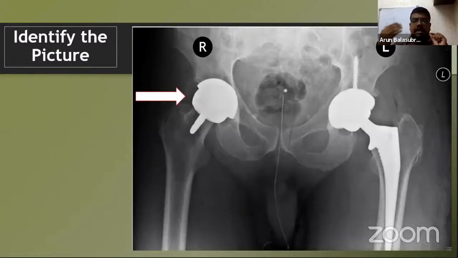Birmingham hip resurfacing arthroplasty is usually done in young people, like patients of 30 or 40 years with severe degeneration, especially if the head of the femur is involved. If the total neck of the femur is involved, we are not able to do it. Only if the head is involved, we are able to do this.